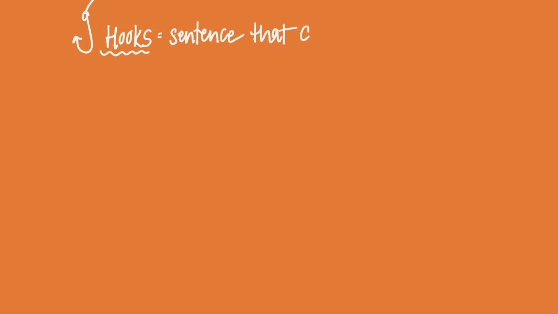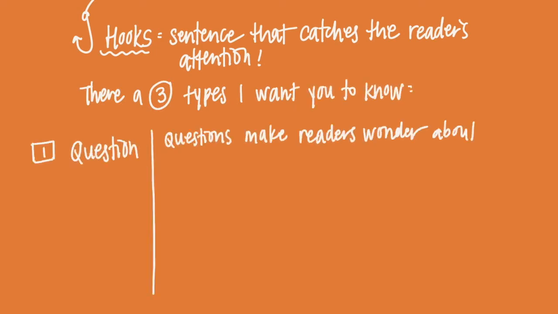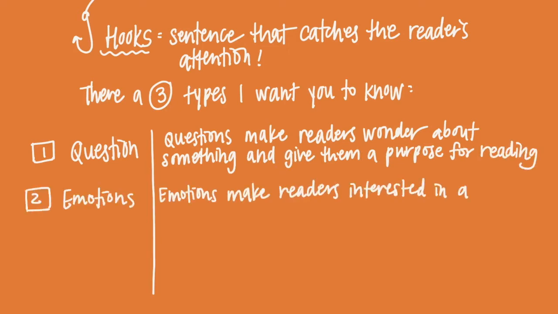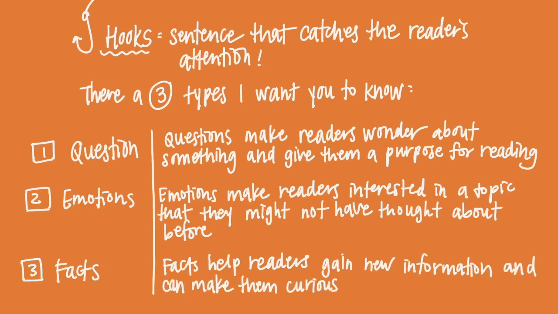So hooks are a sentence or sentences that catch the reader's attention. There are 3 types that I want you to know. The first is a question. Questions make readers wonder about something and give them a purpose for reading. The second is emotions. Emotions make readers interested in a topic that they might not have thought about before. And the last one I want you to think about is facts. Facts help readers gain new information and can make them curious about a topic.